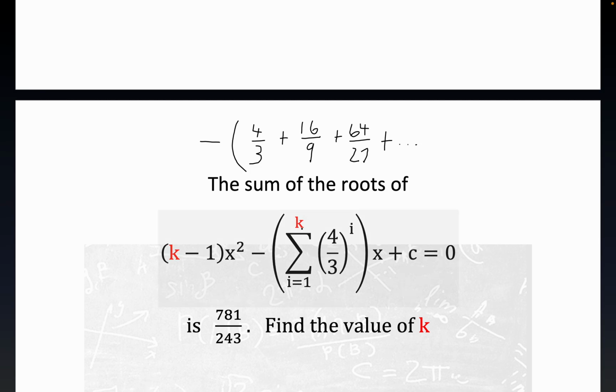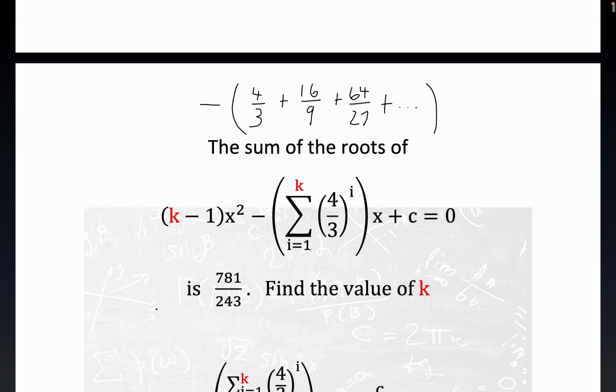We're trying to find k, which is the upper limit of summation. And again, this is the coefficient of x. Now, we are given a very valuable piece of information. The sum of the roots, or the zeros, of this quadratic expression is 781/243. Okay, so let's move along.